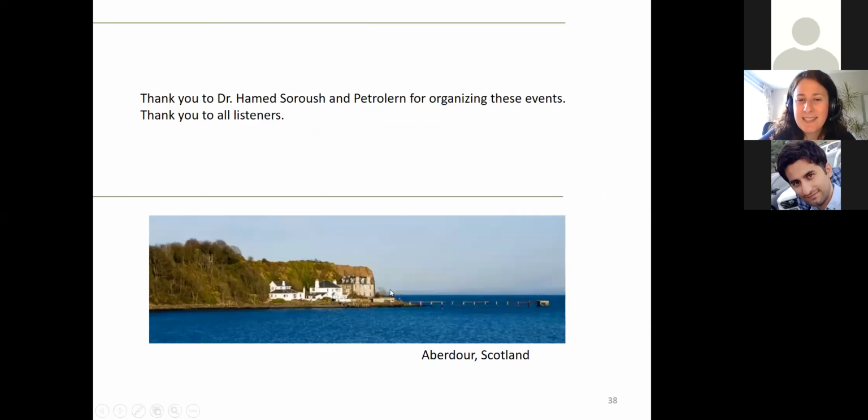And just to say, this is where I'm Skyping from, not these beautiful buildings, somewhere more inland, but it's this tiny fish village in Scotland.